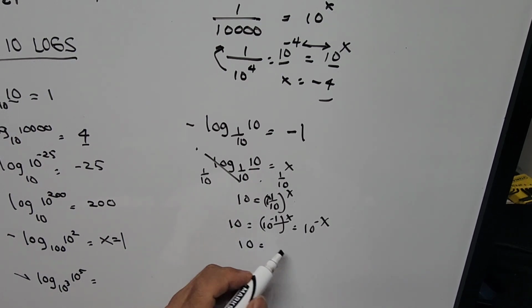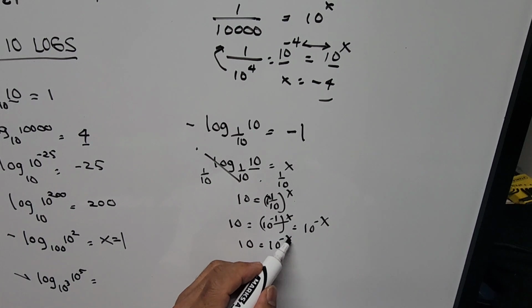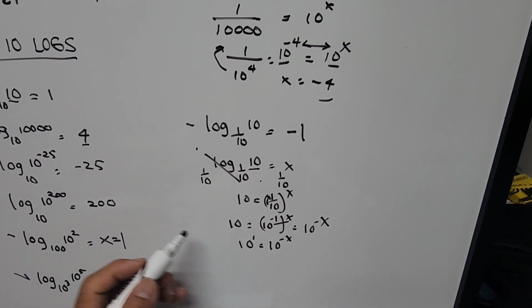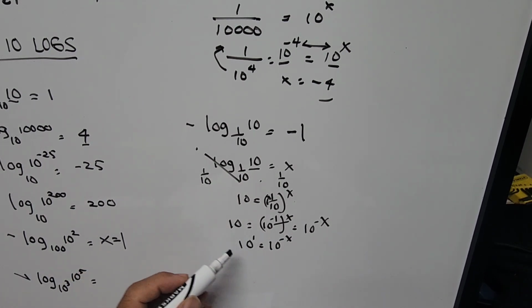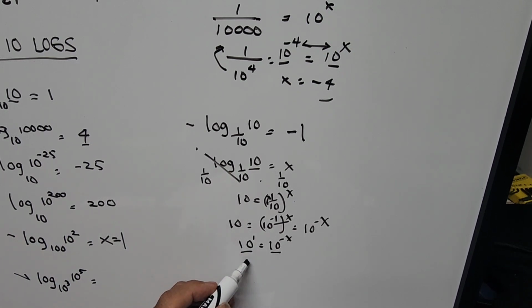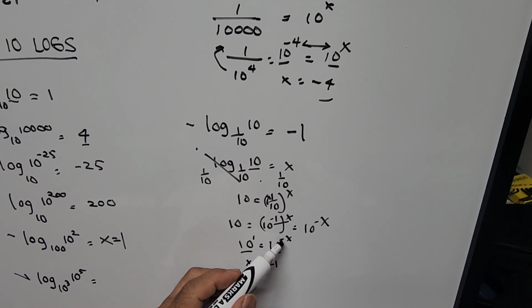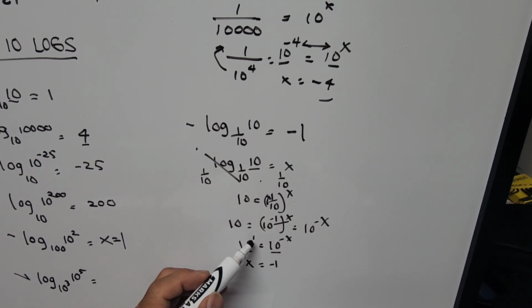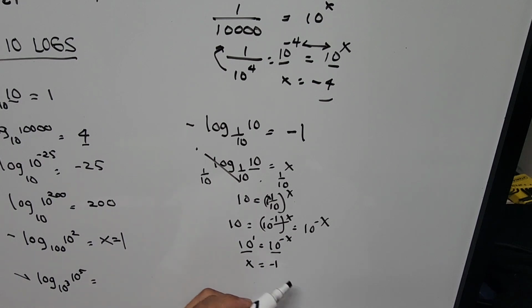10 is equal to 10 to the power of negative x. And here the exponent is 1. Even though it does not show normally, that's considered exponent 1. So the bases are the same. So x then is negative 1. So flip this. This negative will become negative on 1, right? Or multiply it with negative both sides, right? To get x is negative 1.